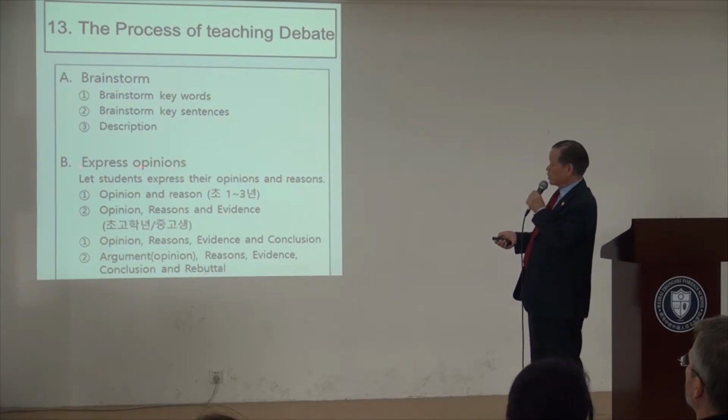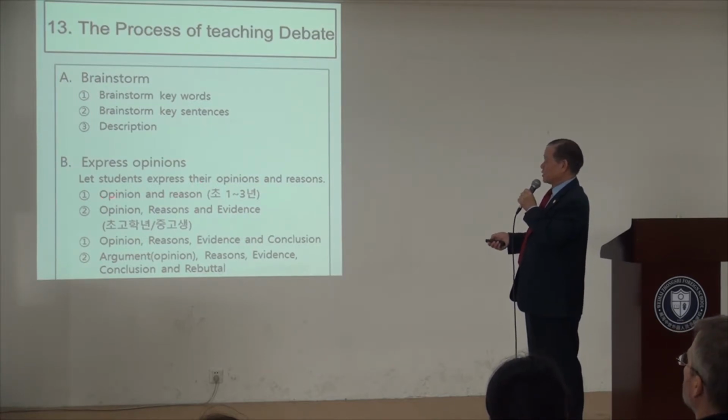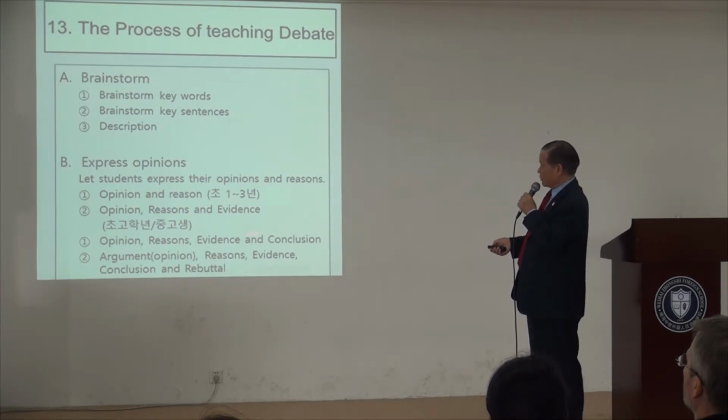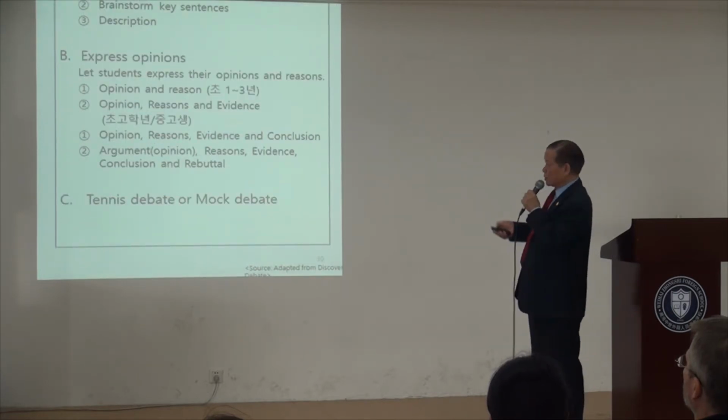And then express means, express opinions. Let students express their opinion and reasons. Opinion, reason. If you listen, you have to use these two steps for primary school, first grade to third grade. And opinion, reason, and evidence, with these three factors, you can teach grades 4, 5, 6 in primary school to middle school students. Above that, from high school to college students, you can teach opinion, reason, evidence, and conclusion. Or argument: opinion means reason, evidence, conclusion, and rebuttal. With the rebuttal, you can adjust the debate competition. You can hold these factors.